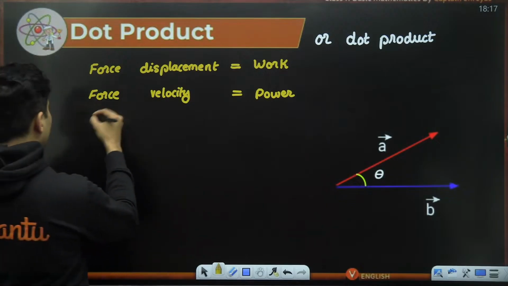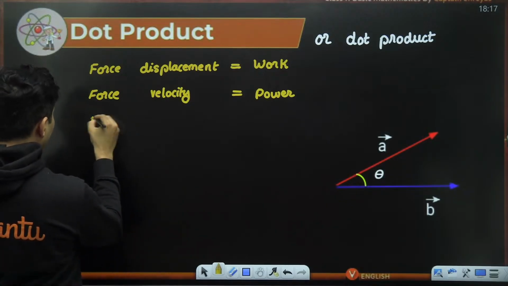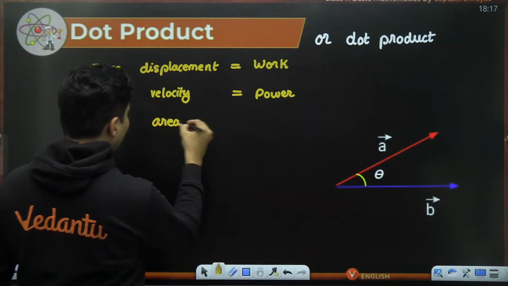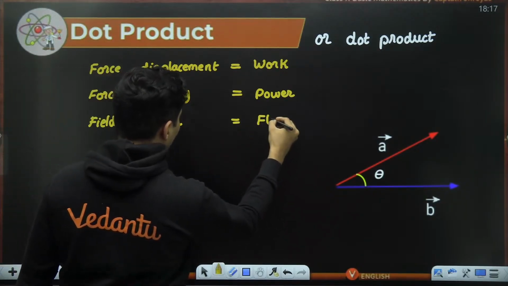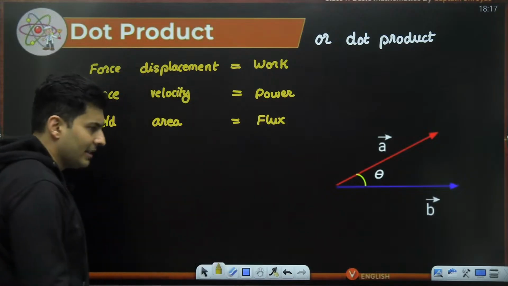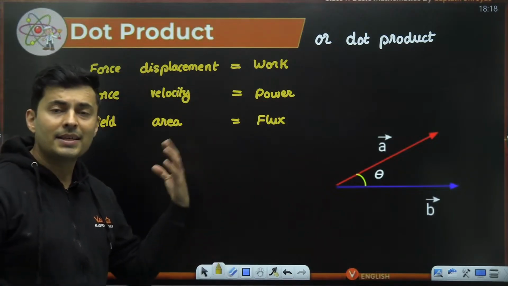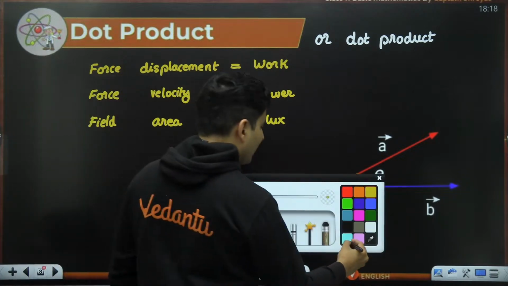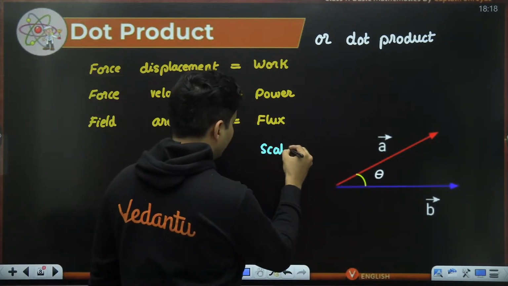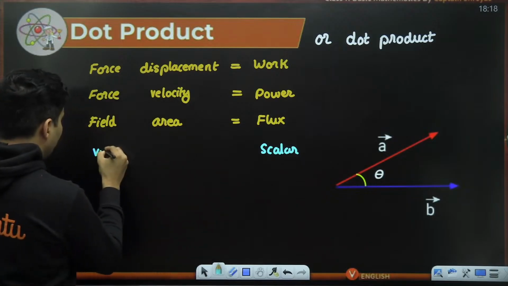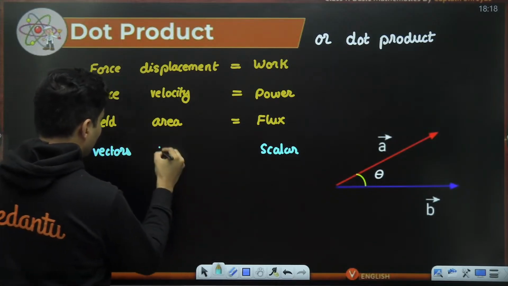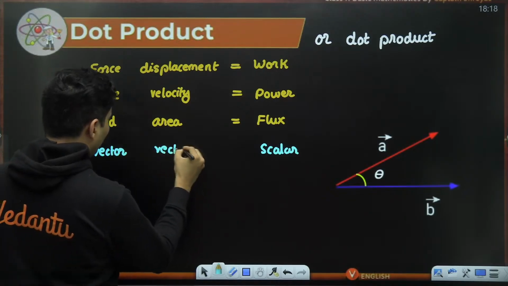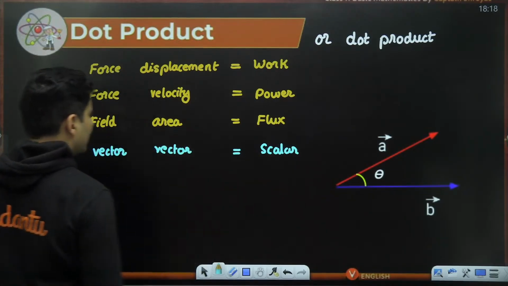Later on, you will also see things like electric field or magnetic field multiplied by something called an area vector. That will give you something called flux, which is a scalar quantity. All right. So there are many such things in physics which are all scalars as an outcome, but it's the multiplication of two vectors. Vector 1 with vector 2 is a scalar quantity.